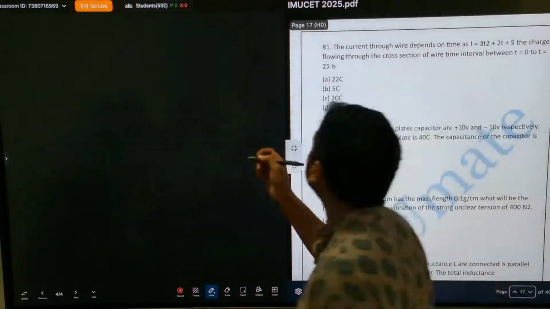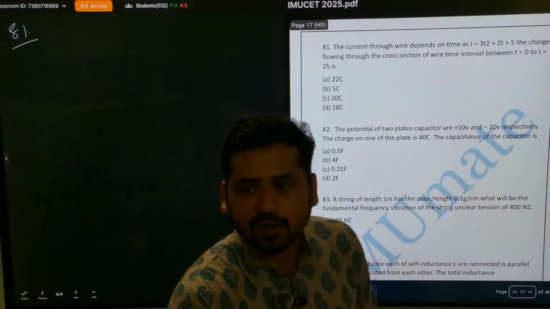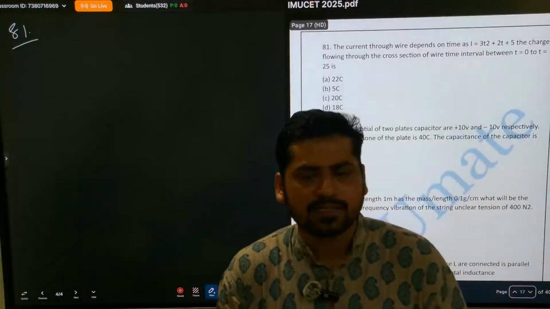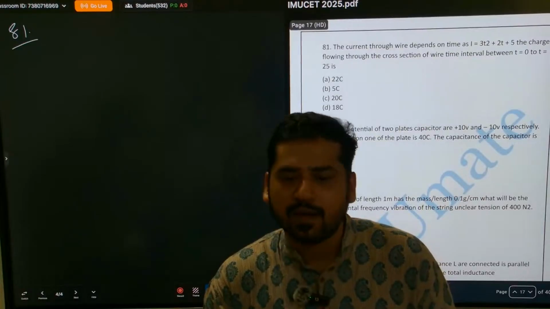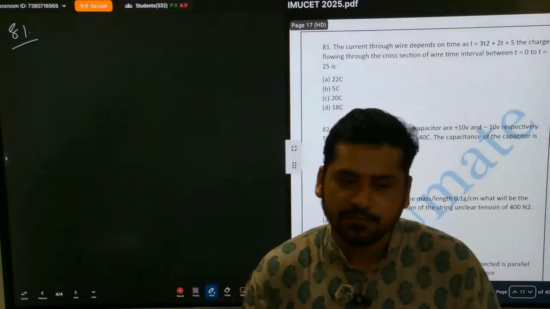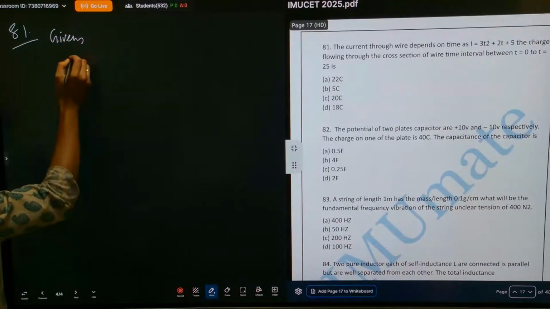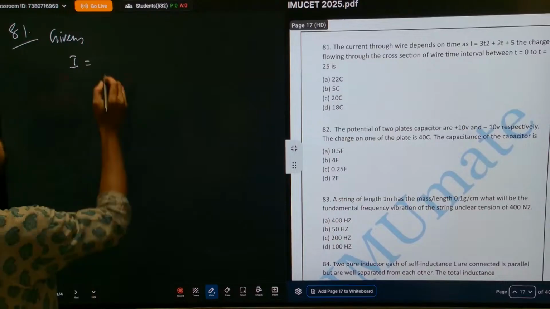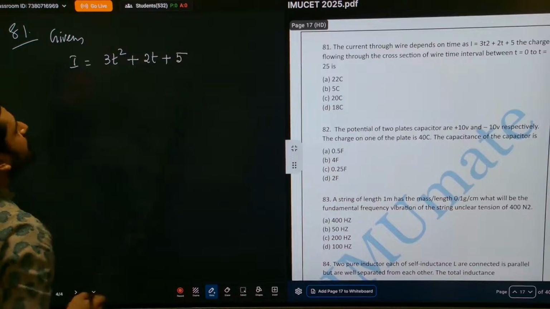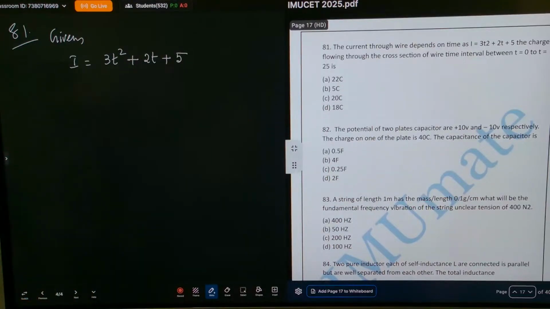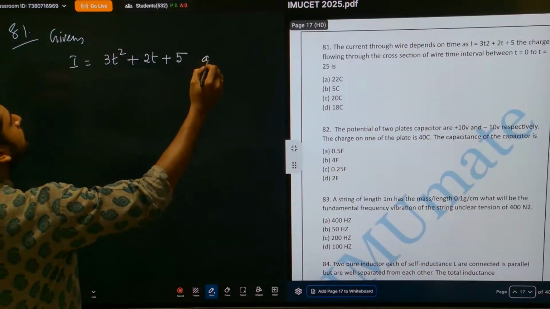So I'm rewriting. What I told you in the very beginning is that when solving any PYQ or any numerical, you have to identify which quantities are being given, what they have asked for, and what is the relation between these. If you can identify that, you can solve it. So the given part: I equals 3t squared plus 2t plus 5. That must be in ampere, because otherwise the answer wouldn't come in coulomb. So actually this is in ampere.